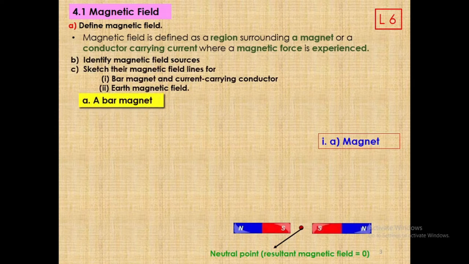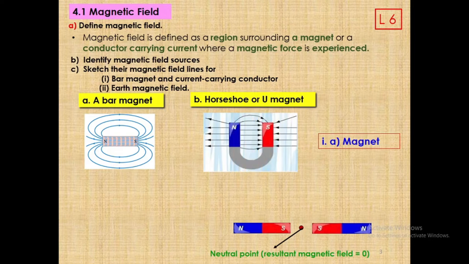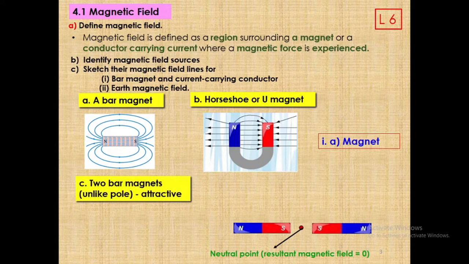Okay, the first magnetic field source is a bar magnet. So, this is a bar magnet containing North Pole and South Pole, and each North and South Pole has its own magnetic field lines, and this we will learn later. And then the second magnetic field source is the horseshoe magnet, or the other name is U magnet. So this is the U magnet. The U magnet also has a North Pole and South Pole, so they also have their own magnetic field lines.